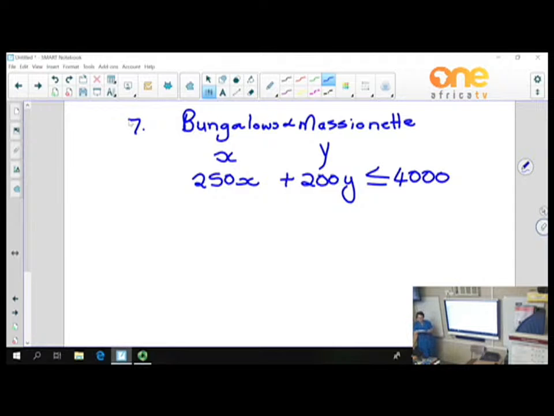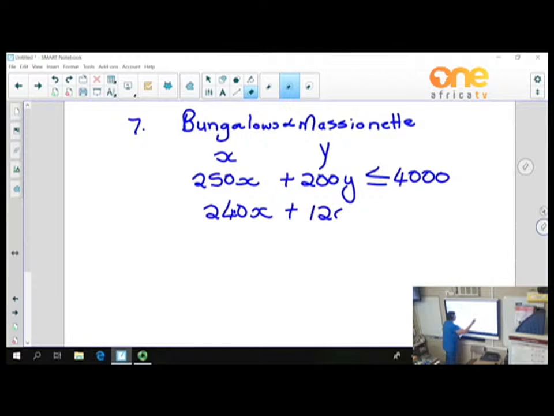Then the labor. It takes 240 days to build a bungalow, X, and 120Y, that's the labor, how long it takes to build it. And the developer wants to keep as many as possible labor, at least 1,800. What does that mean? It might be more. So more than or equal to 1,800. It might be more. And then they say, use inequalities to show this.